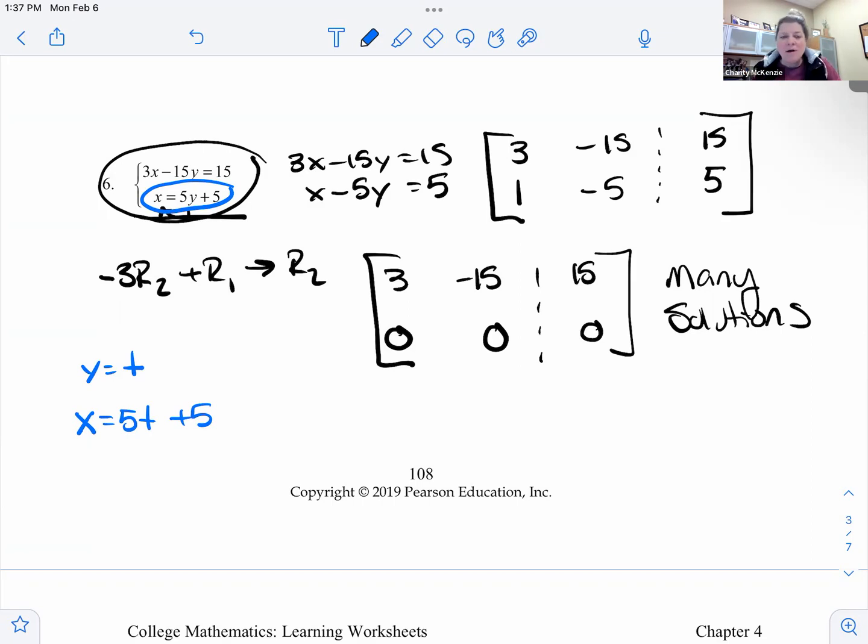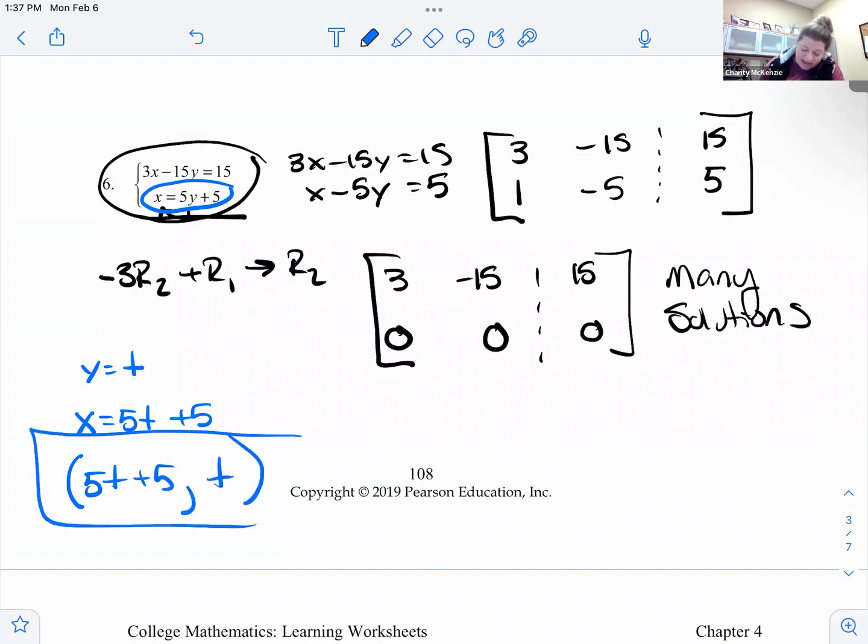So now I'm using the formula, and these are the same formula. That's why we have many solutions. If we solved for x here, we would get the exact same thing. So it doesn't matter which equation you look at. They basically just say make y t or x t, however they go with it, and then plug that into one of the equations and solve. So I would state the answer kind of weird, 5t plus 5, comma t.